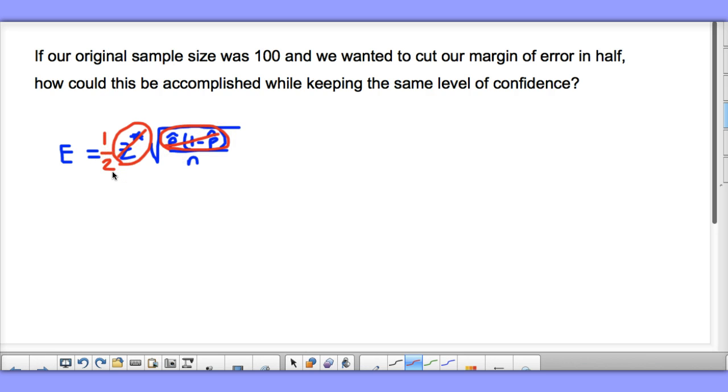Well, the way this would work in terms of our sample size is, if you think about it, I could put this 2 back under the square root sign in my denominator, and if I did that, it would become a 4. So in other words, if I want to cut my margin of error in half, I need to have my sample size be 4 times the original sample size.